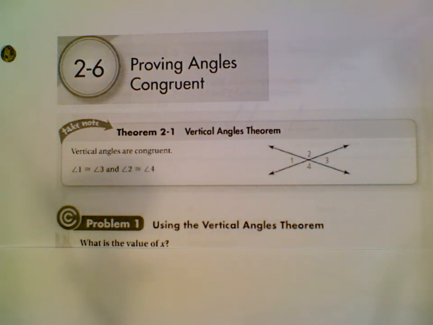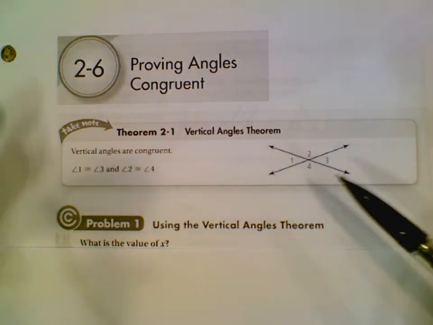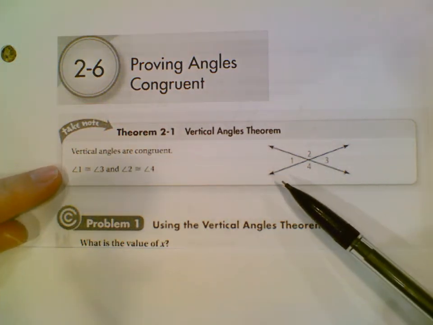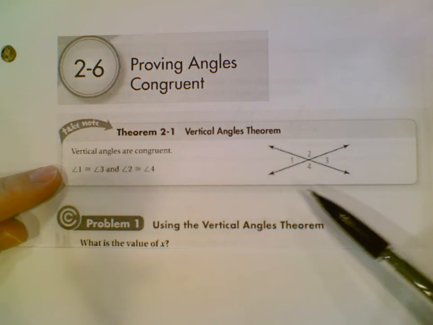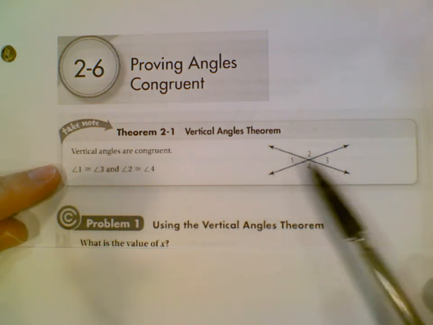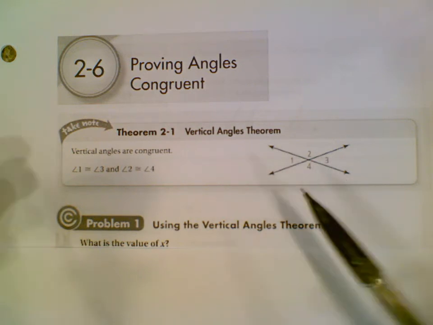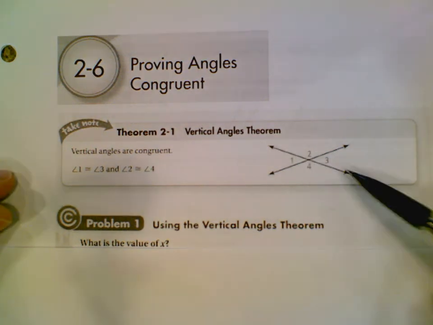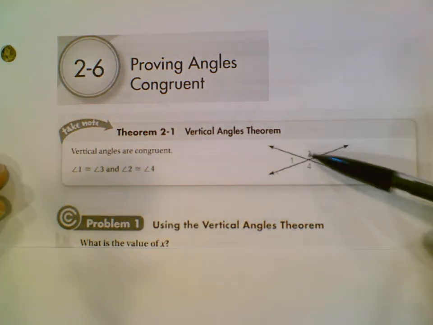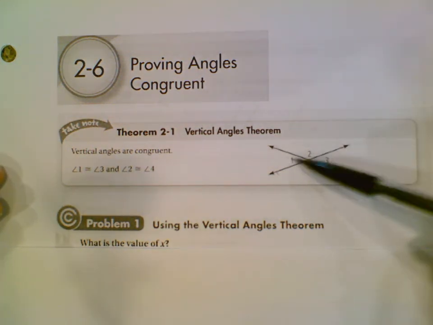Okay, section 2.6 is talking about proving angles congruent. And there's really just specific types that they're referring to. So the first theorem is the vertical angles theorem. And that's important because we're going to talk about vertical angles that are congruent. So remember we said vertical angles are the ones that make the X shape, and you're using either the top and the bottom or the left and the right.